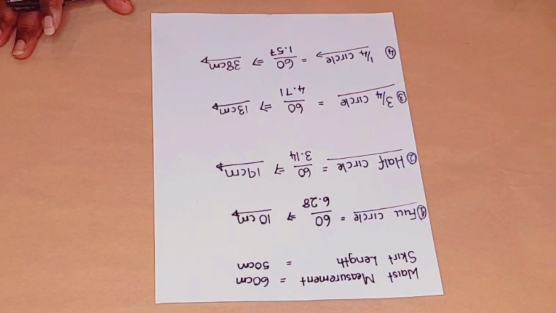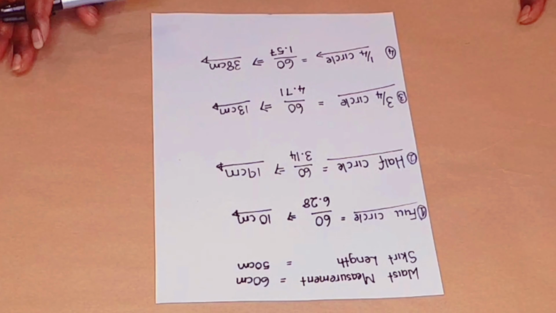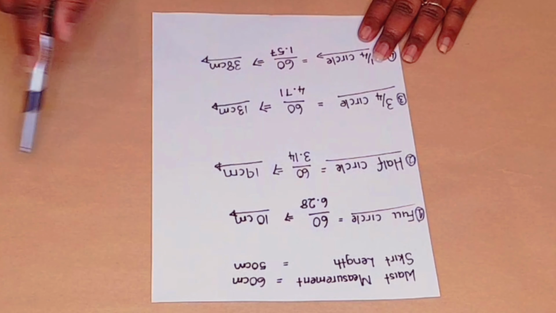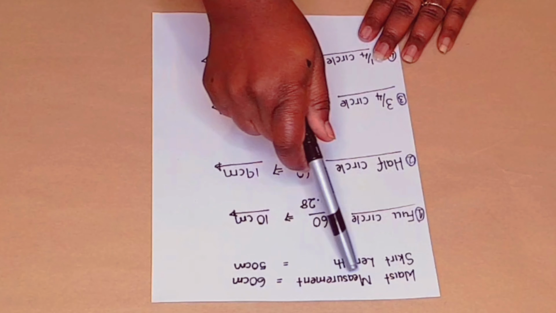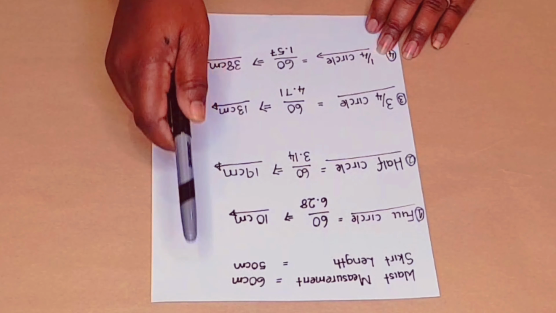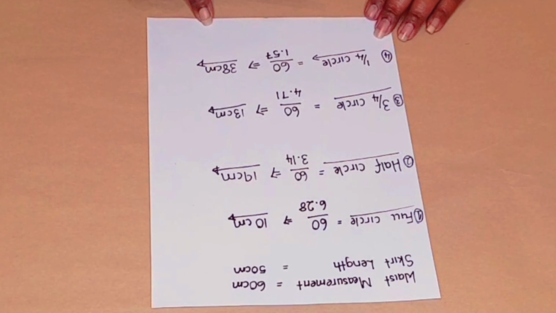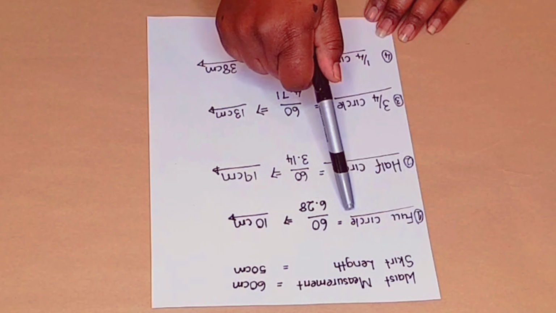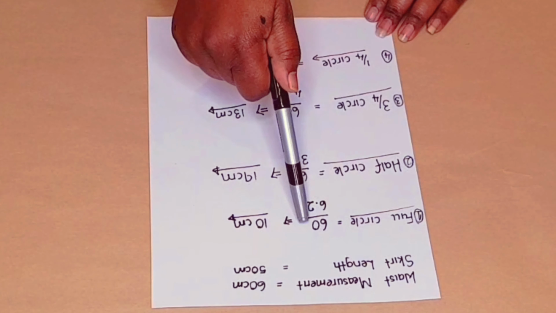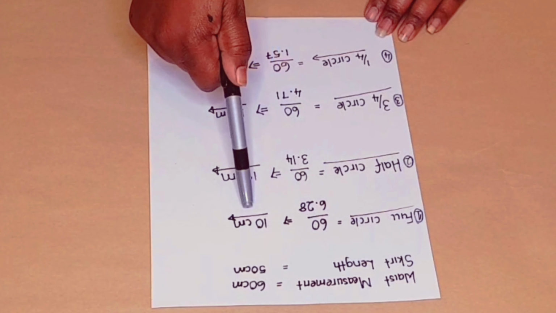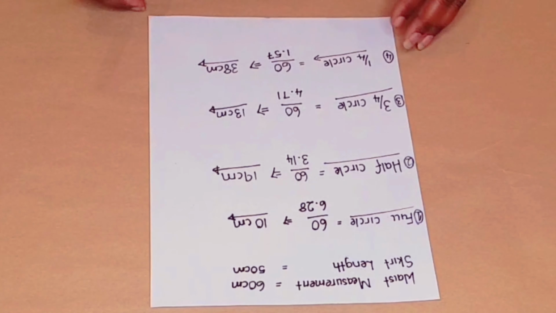So when you're making circle skirts, you only need 2 measurements, which are your waist measurement and your skirt length. For these examples, I'm going to be using a waist measurement of 60 centimeters and a skirt length of 50 centimeters. Okay, so we're going to be starting with the full circle skirt. I just divided the waist measurement by 6.28 and I've got 10 centimeters for the radius. So we're going to start with that now.